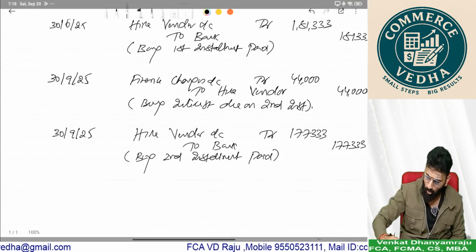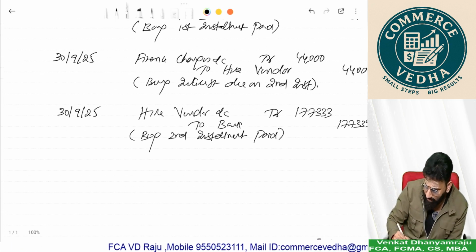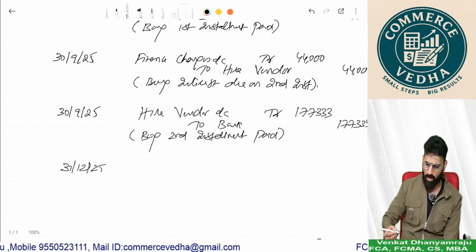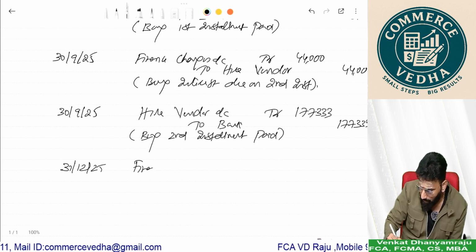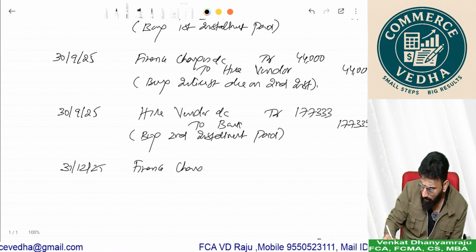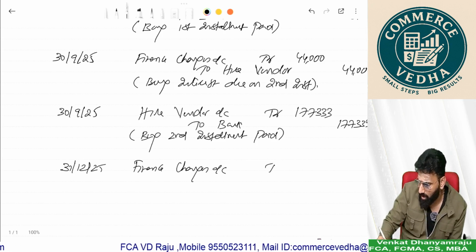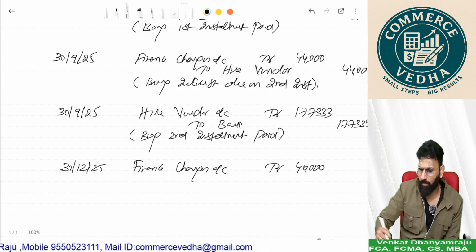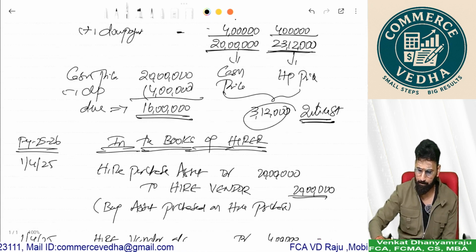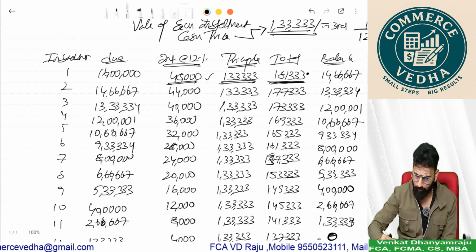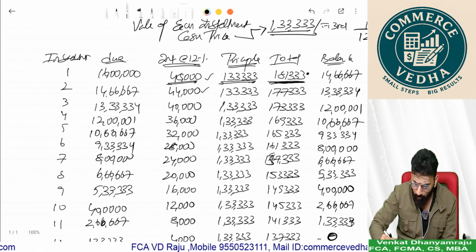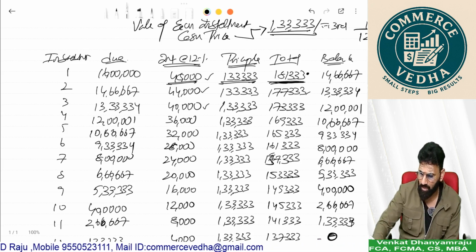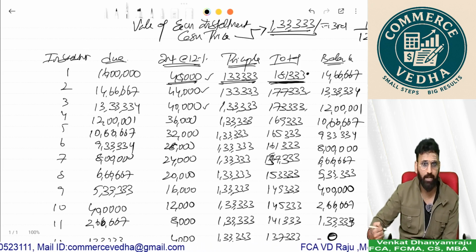Now go ahead and repeat the same exercise on 31/12/25. Same, finance charge account debit of 40,000. Where am I getting these figures? See here, 48, 44, 40, and this is constant. Second installment, third installment. Now we are doing it right.